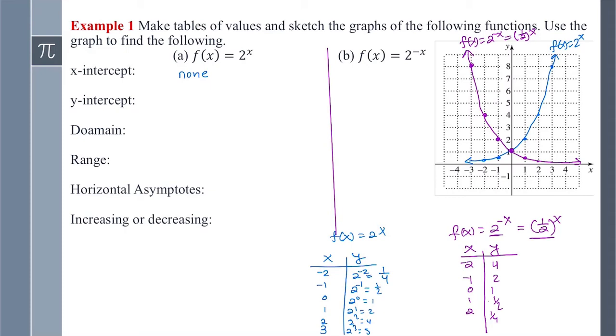If you look at the y-intercept, it is right here, 1, so we can write 0 comma 1 is the y-intercept. Now the domain of this function is all real numbers.